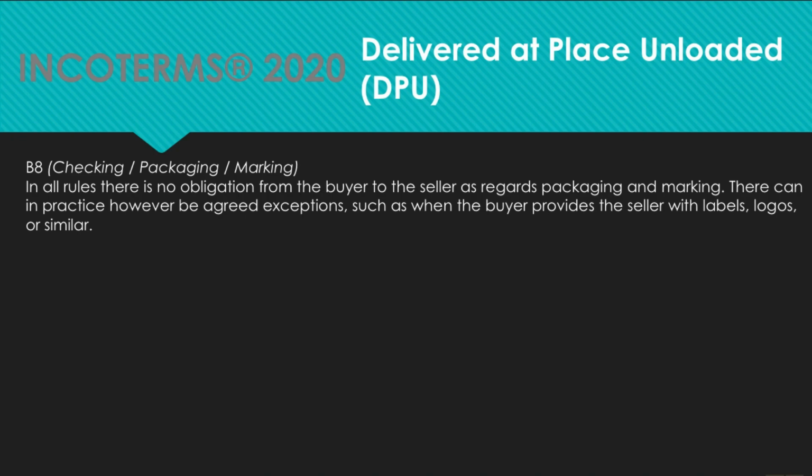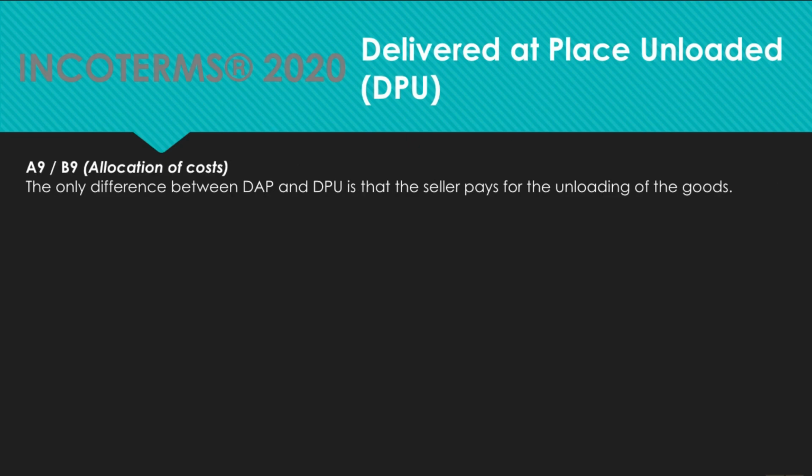B8. Checking, packaging, marking. In all rules, there is no obligation from the buyer to the seller as regards packaging and marking. There can in practice, however, be agreed exceptions, such as when the buyer provides the seller with labels, logos, or similar. A9 and B9. Allocation of costs. The only difference between DAP and DPU is that the seller pays for the unloading of the goods.